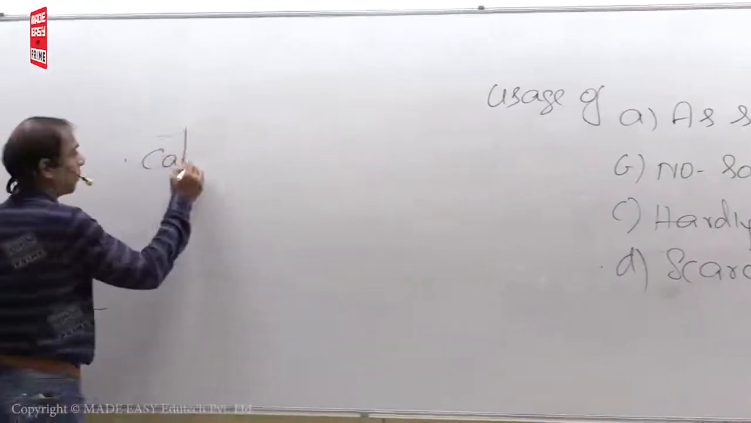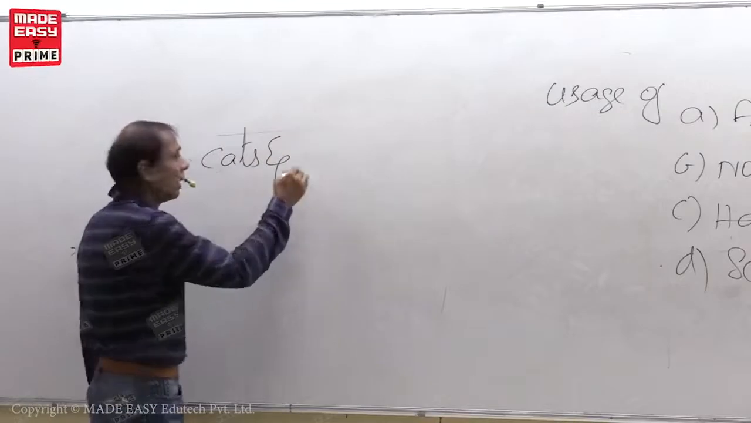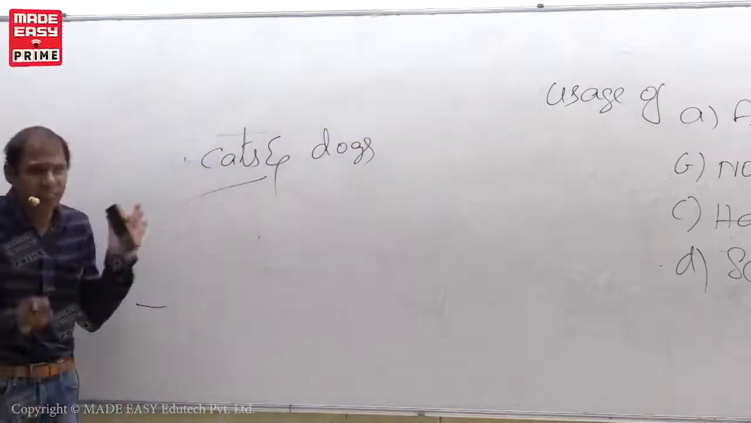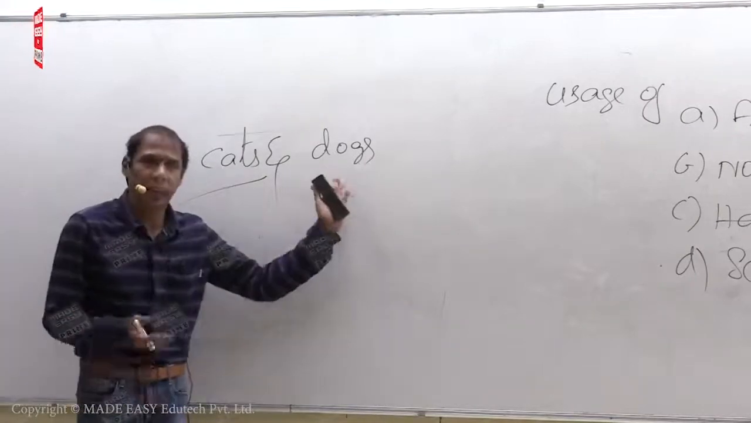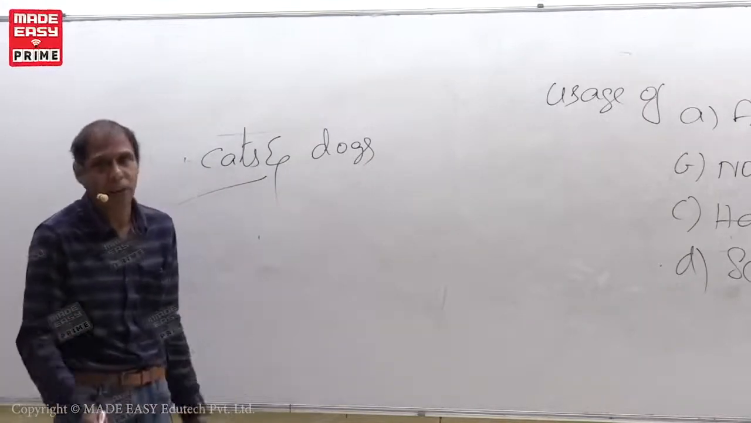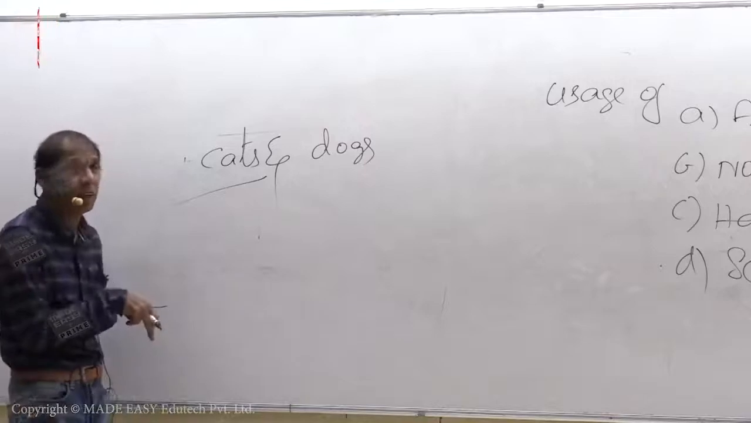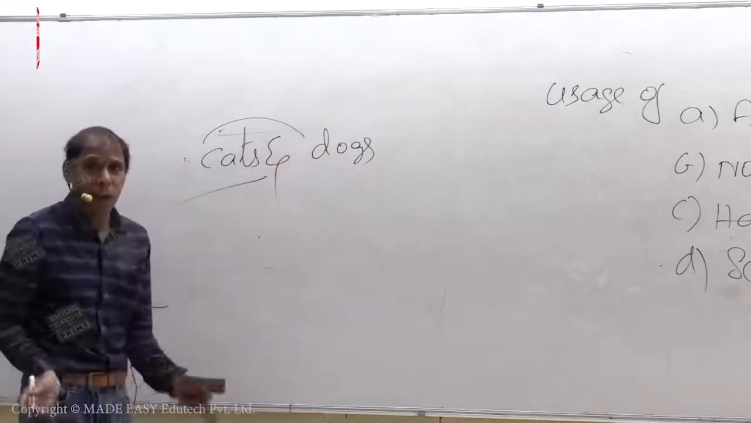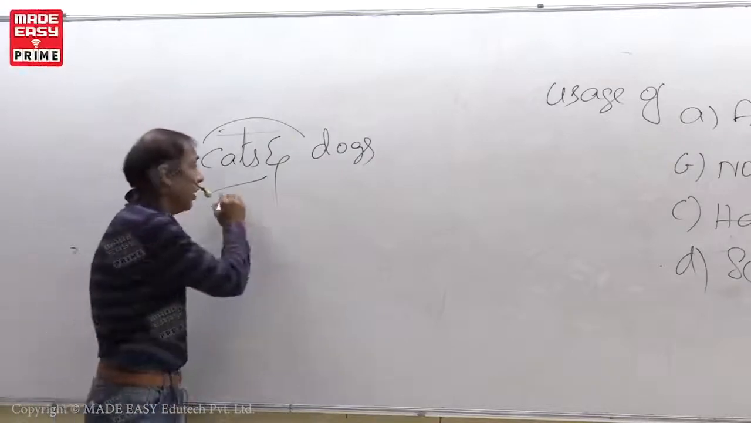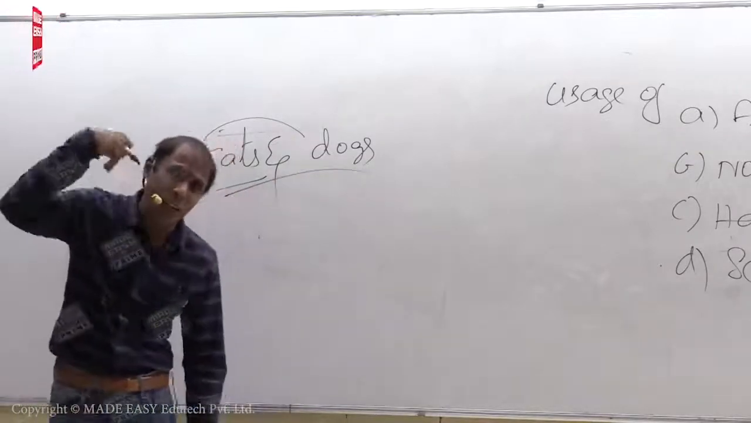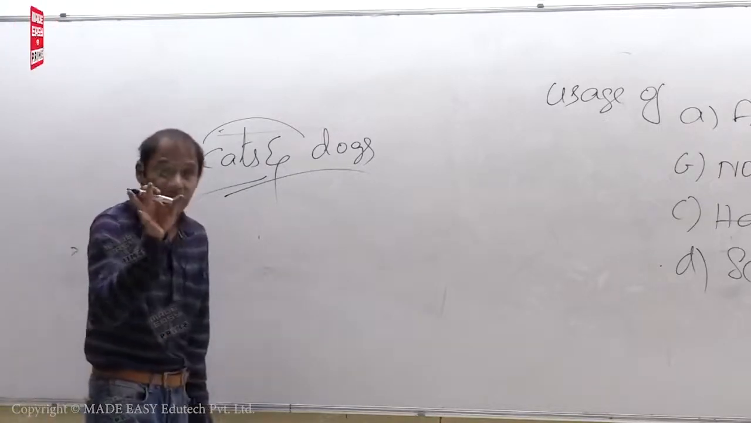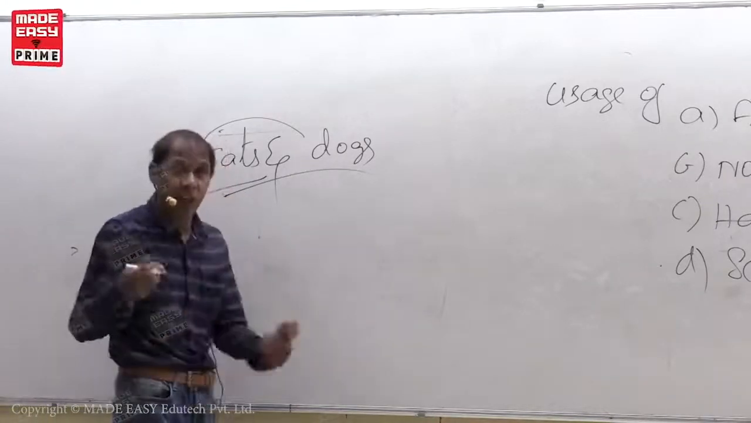For example, see, you take one word, cats and dogs. Cats, it has some meaning. Dogs, it has some meaning. Actually, the meaning is animals. But what is happening here? These two words are joining with each other. After joining with each other, these two words are leaving their actual meaning, right? And giving a different, a strange meaning which we cannot access.